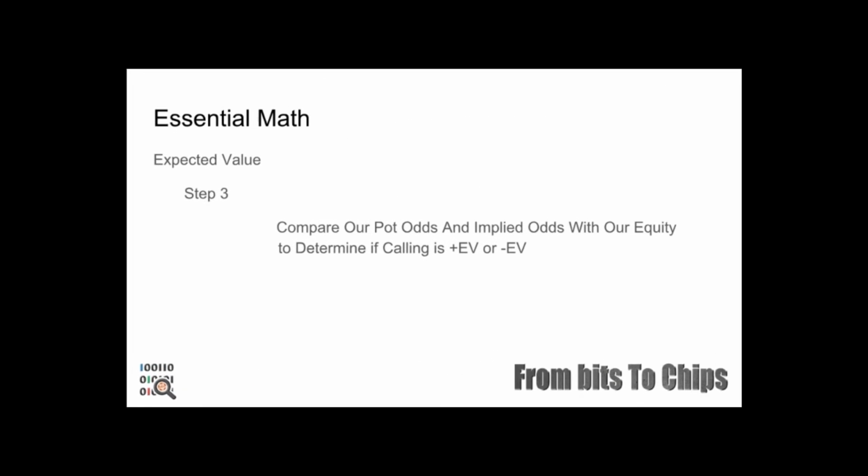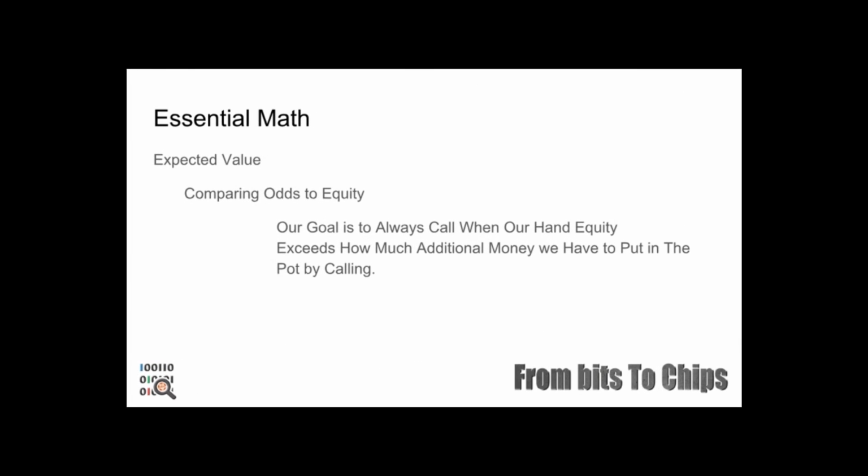Step 3. After determining our pot odds, implied odds, and hand equity, we must now determine whether there's a plus EV or negative EV. We can do this by comparing pot odds against hand equity. Being able to compare our pot odds against our hand equity quickly is imperative in making plus EV decisions. There are 2 ways of doing this, the ratio method and the percentage method.